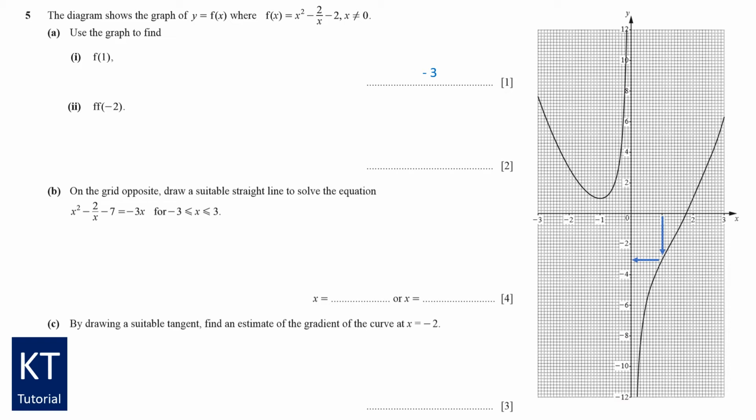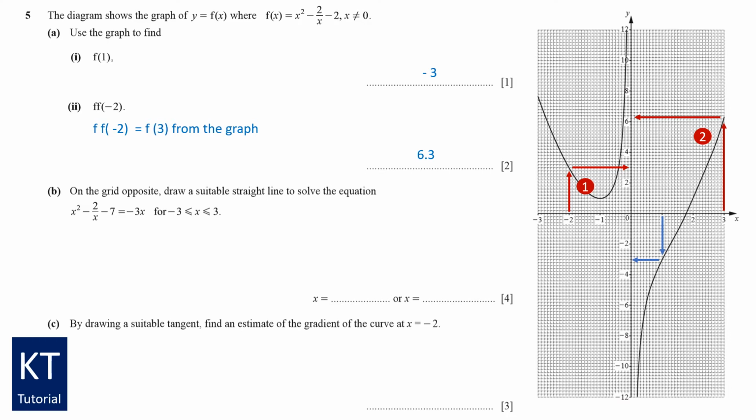Next, find ff of minus 2. This has two steps. The first step is to identify the y value for a point on the line where its x value is minus 2. From the graph, y is 3. Step 2 involves finding the y value for a point on the line where its x value is now 3. From the graph, y is 6.3.